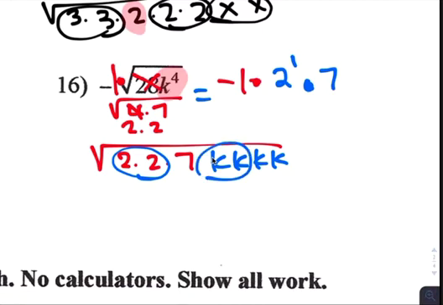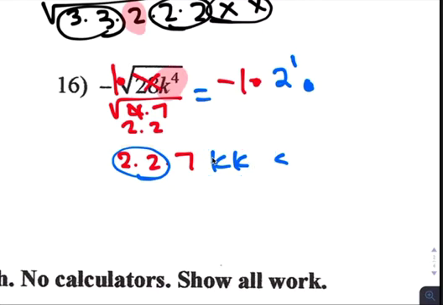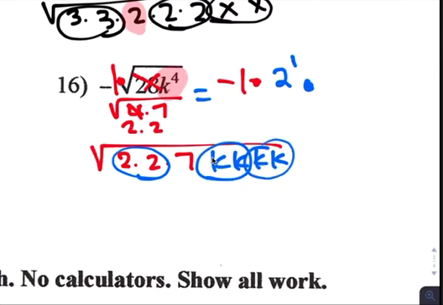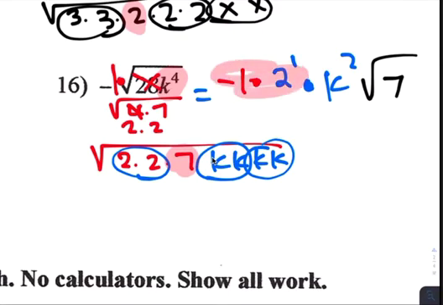7, not times 7, times k to the, gosh, I hope I don't mess up so much, it's so late, k to the second, and then you still have this left, so the square root of 7. Multiply these together, you get negative 2k squared square root of 7.